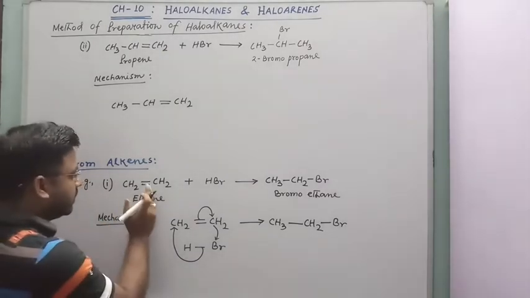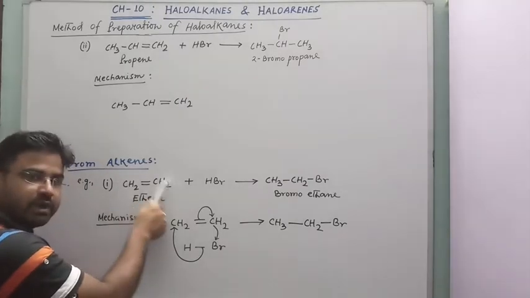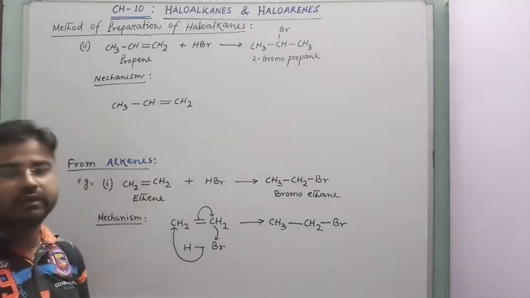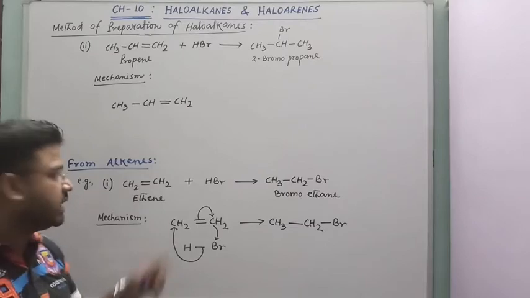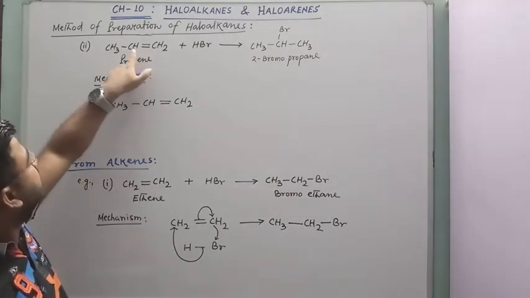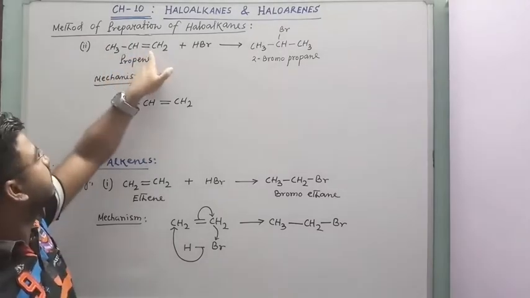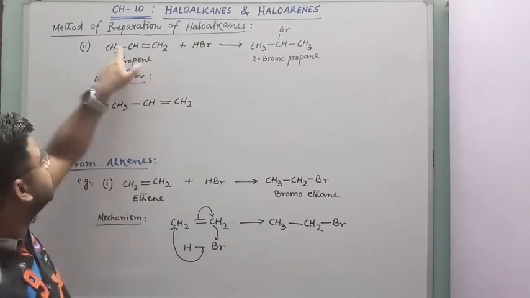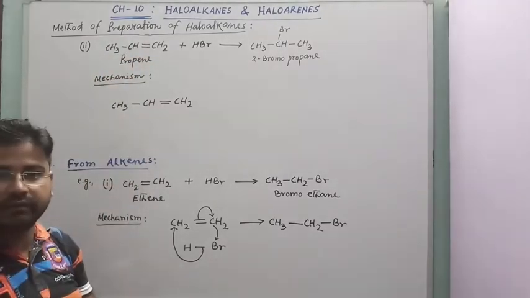Symmetrical means, if on both sides of the double bond the same number of carbon atoms are present, then it is a symmetrical alkene. Here you see, on the double bond's left side, 2 carbon atoms. On the right side, 1 carbon atom. So this is an unsymmetrical alkene.